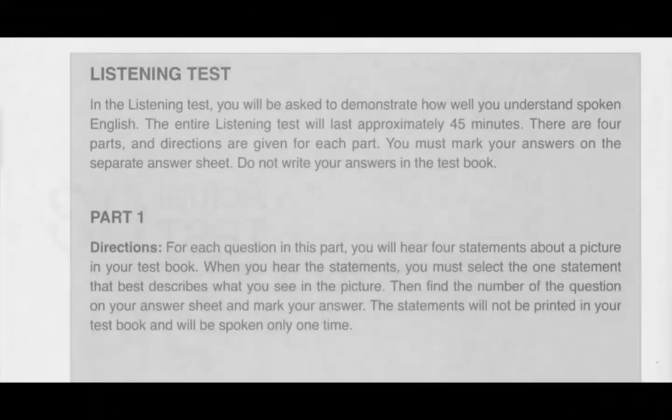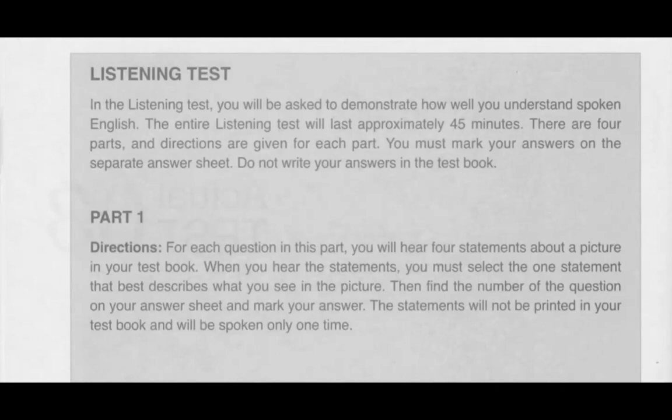Tomato Compact Part 1 and 2. Actual Test 2. Listening Test. In the listening test, you will be asked to demonstrate how well you understand spoken English. The entire listening test will last approximately 45 minutes. There are 4 parts, and directions are given for each part. You must mark your answers on the separate answer sheet. Do not write your answers in the test book. Part 1.